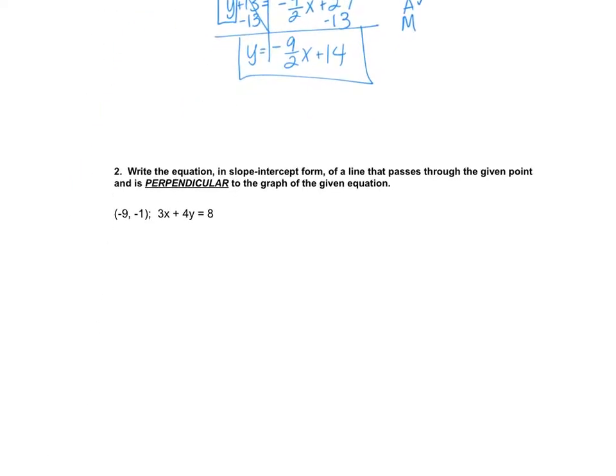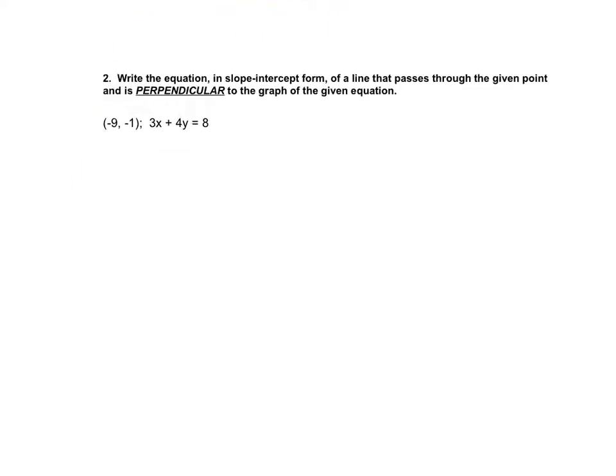Let's take a look at problem number 2. Again, they're asking me to find the equation of the perpendicular line in slope-intercept form. But here I'm given a point and an equation, but this time it's in standard form. So from here I need to solve for y equals.